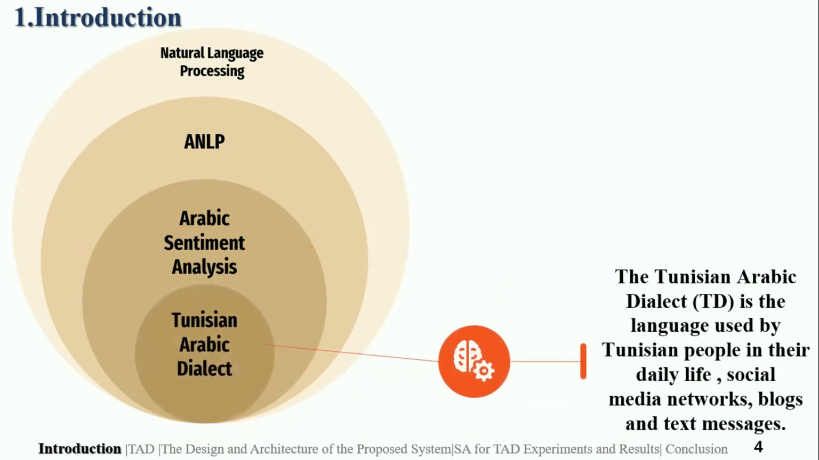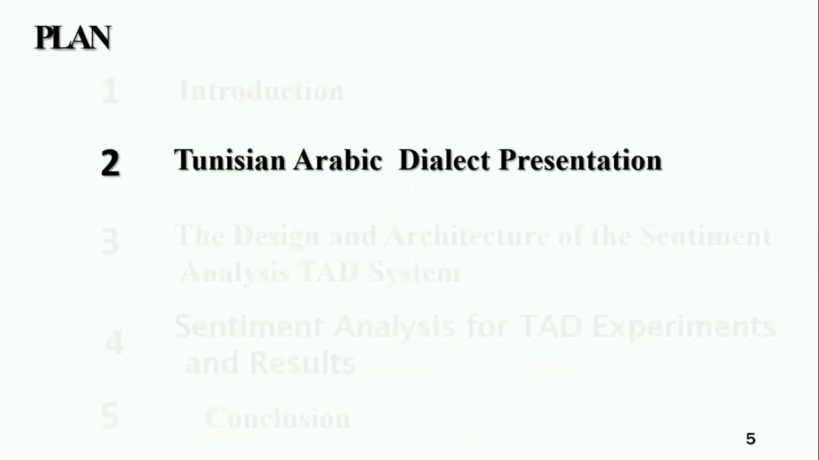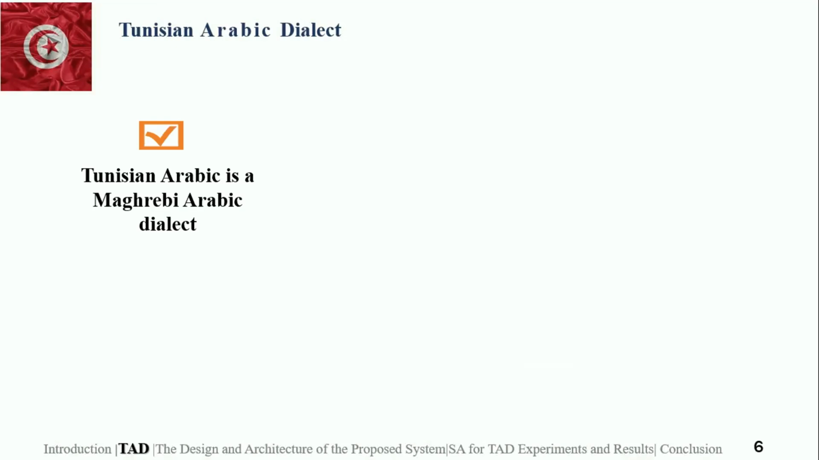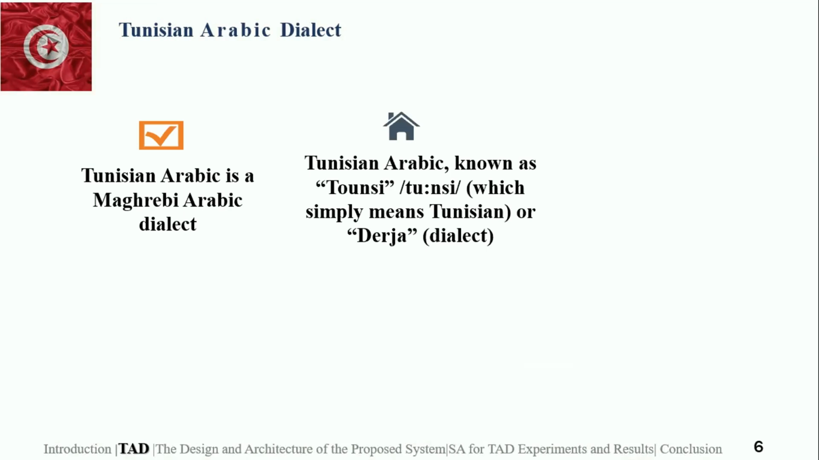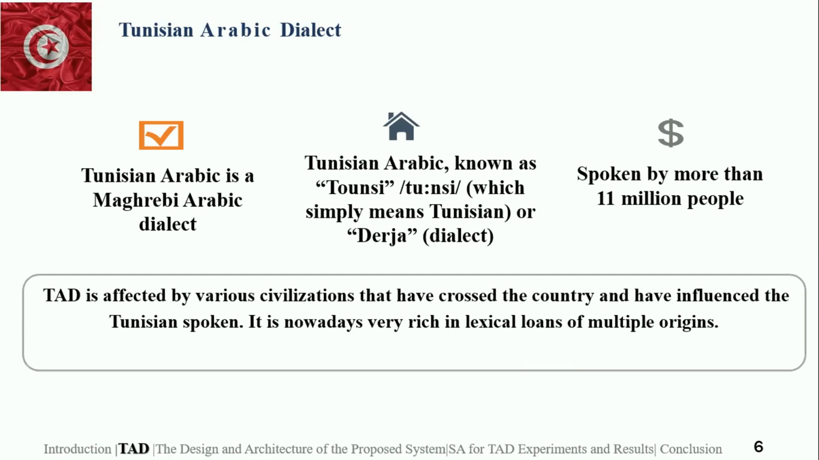Tunisian Arabic Dialect, TAD, is the language used by Tunisian people in their daily life, social media networks, blogs, and text messages. Tunisian Arabic Dialect presentation. Tunisian Arabic is a Maghrebi Arabic dialect. Tunisian Arabic, known as Tunsi, simply means Tunisian or their dialect, spoken by more than 11 million people. It is affected by the various civilizations that have crossed the country and have influenced the Tunisian spoken language. It is nowadays very rich in lexicon, of multiple origins.